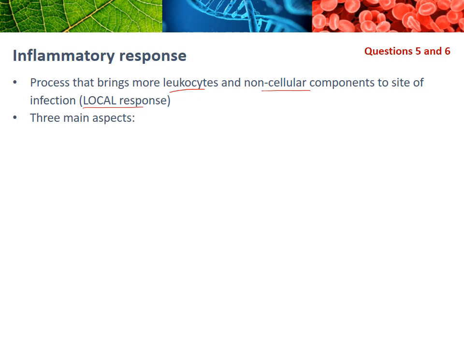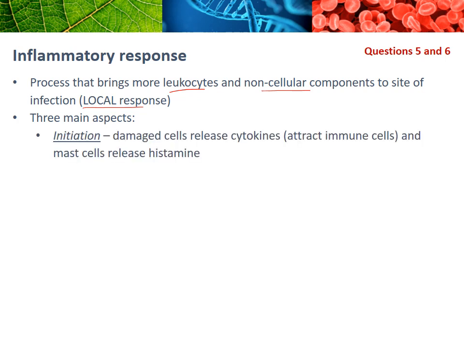And we're going to use the example here of someone cutting their finger on, say, a rusty nail. Okay, so what we mean by a local response is I've cut the index finger on my left hand. That is where this response will happen. It's not going to happen in my right hand. It's not going to happen in my nose. It's going to happen where that pathogen is. Okay. The three main aspects of the inflammatory response.